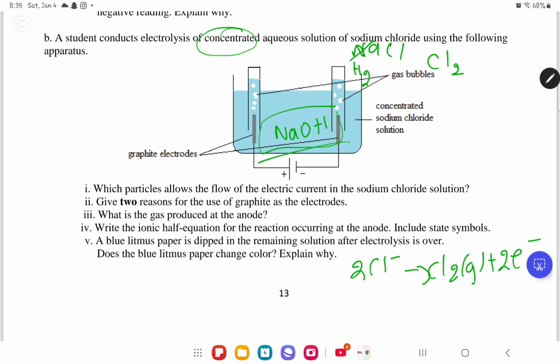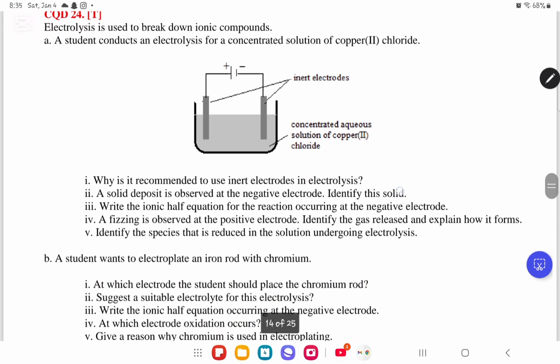We know NaOH is a base, and it's not only a base, it's a strong base. But will it change the blue litmus paper? No, it will not. It will change red litmus paper to blue, but blue litmus paper it will not change, because it is a base.